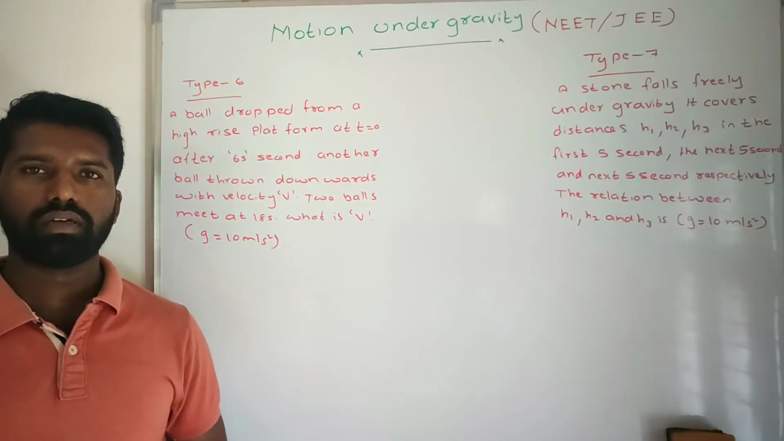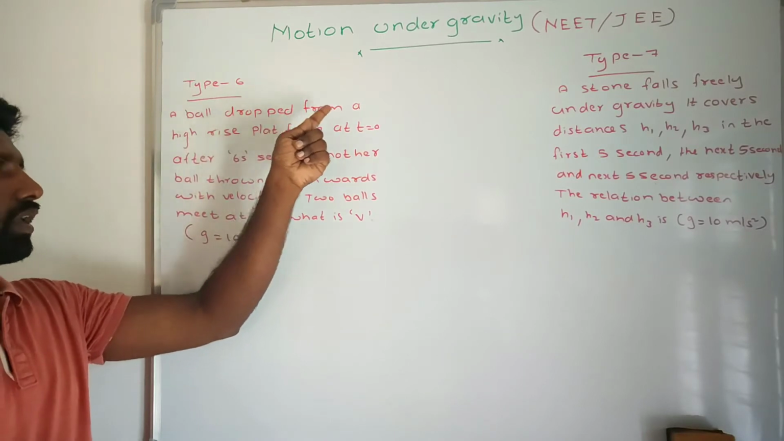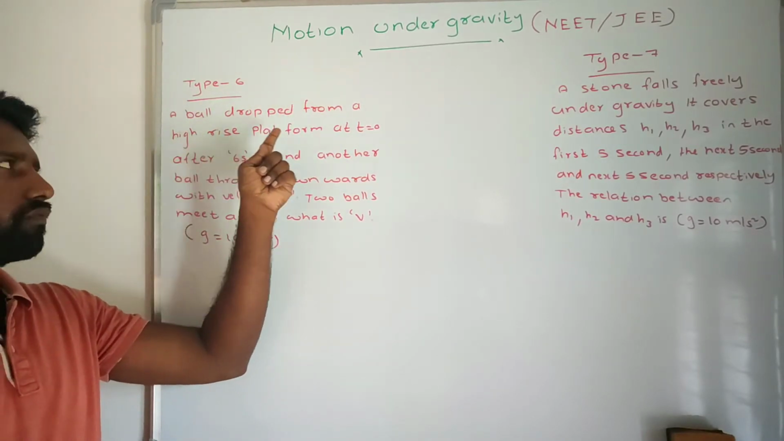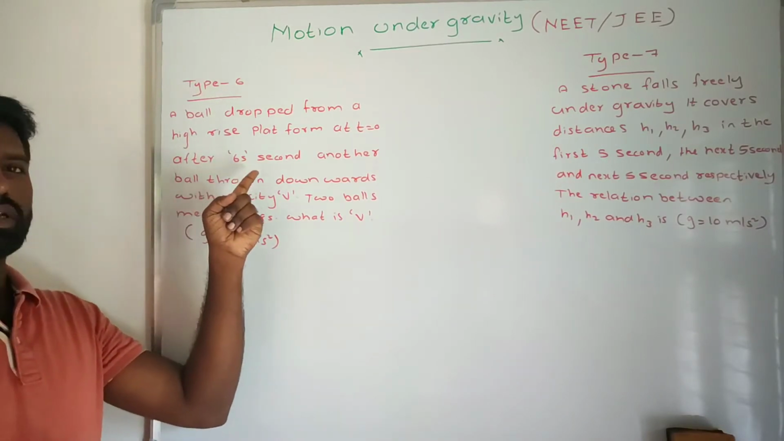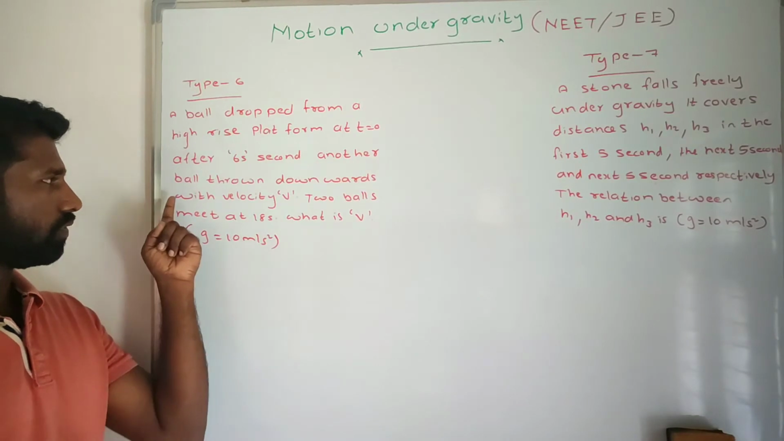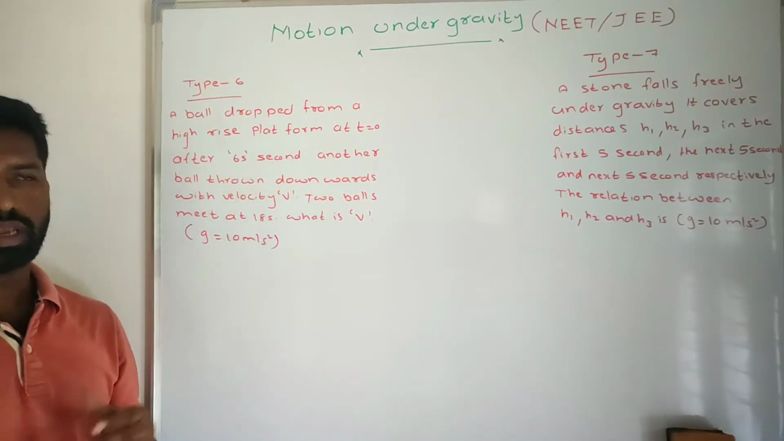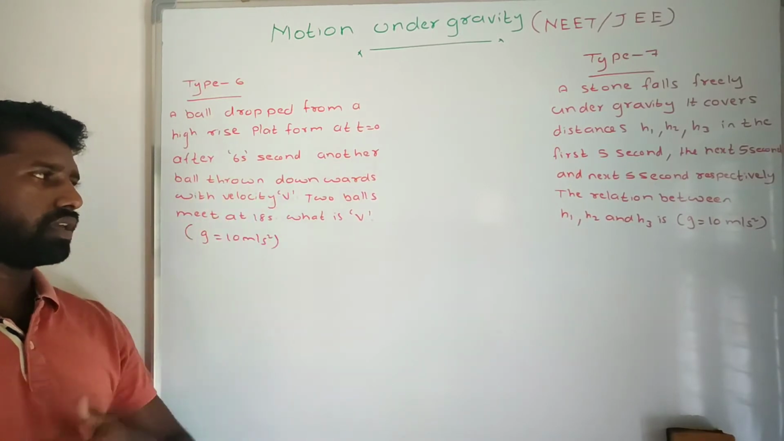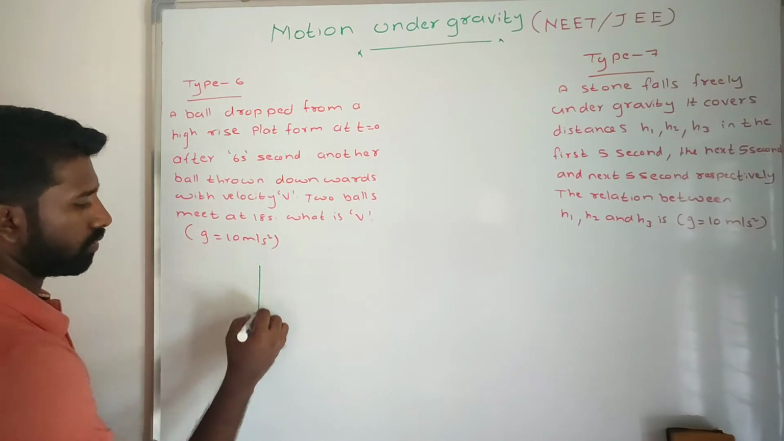Now we will see type 6. A ball is dropped from a high-rise platform at t is equal to 0. After 6 seconds, another ball is thrown downwards with a velocity v. The two balls meet at 18 seconds. What is the v value? So what is the question?